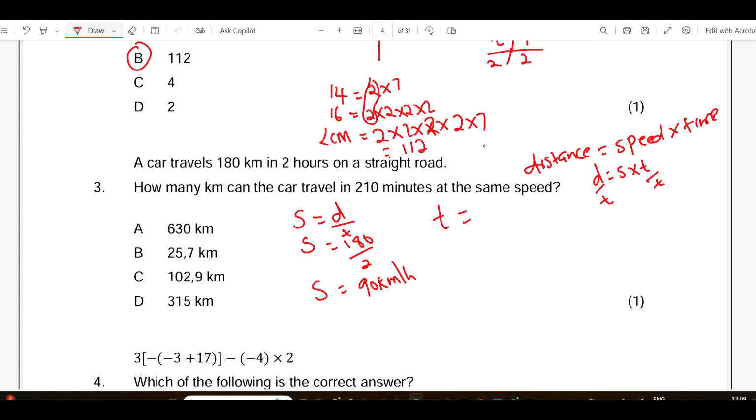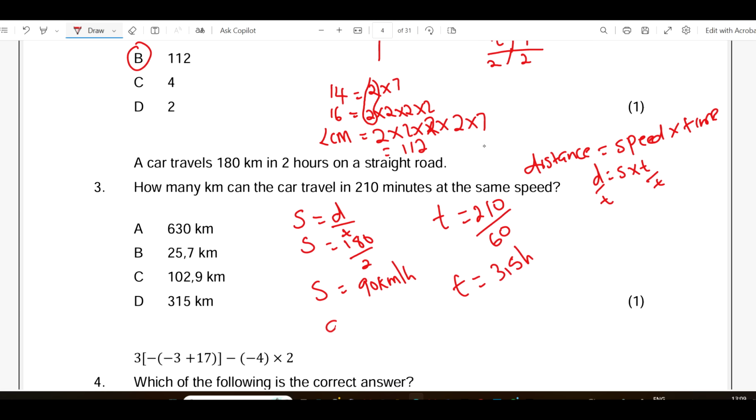So I would divide this 210 minutes by 60, so that I can convert it to what? To hours, because this time is in hours. I want to know how many hours, guys. So in order for us to get hours, I would divide this 210 by 60, because this is 210 minutes. Then it's going to be 3.5 hours.